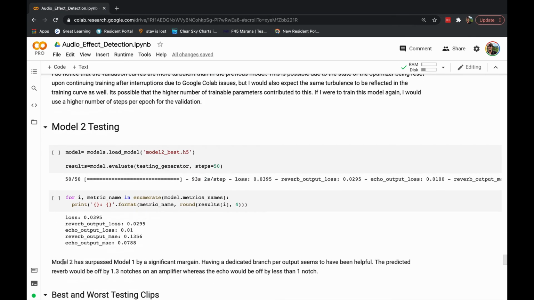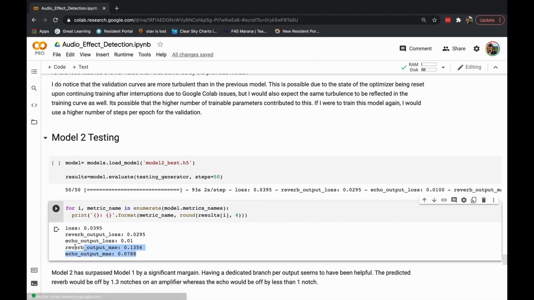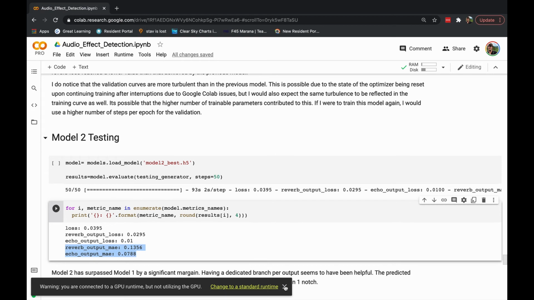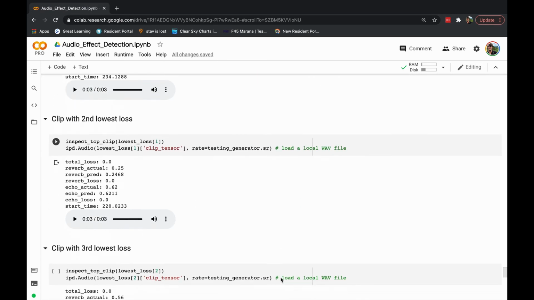Looking at the evaluation metrics, Model 2 has surpassed Model 1 by a significant margin. The predicted reverb would be off by 1.3 notches on an amplifier, whereas the echo would be off by less than 1 notch. I will not play all of the top scoring sound clips, but this clip with the second lowest loss is interesting.